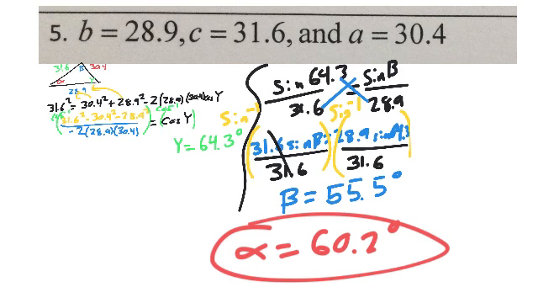Even though originally in the problem it told me alpha was 30.4. Wait, no it didn't. That was an A. Questions?